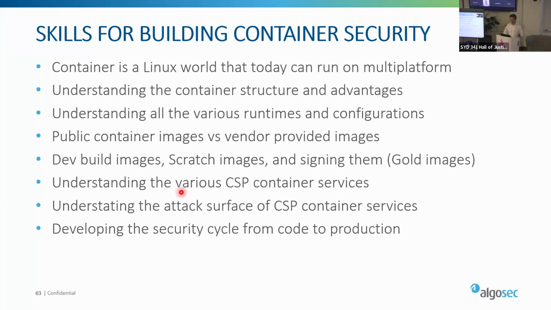Understand the various container runtimes and configurations, public container images versus vendor-provided ones, and concepts of dev build and scratch images. These are the lean images, so you start with a limited and lean distro, and learn how to sign them and create your gold images so that only those are allowed to get pulled. And very important, if you're using a managed cloud provider, understand those container services and the attack surface of each and every one of them, and develop the security cycle from your code to production.